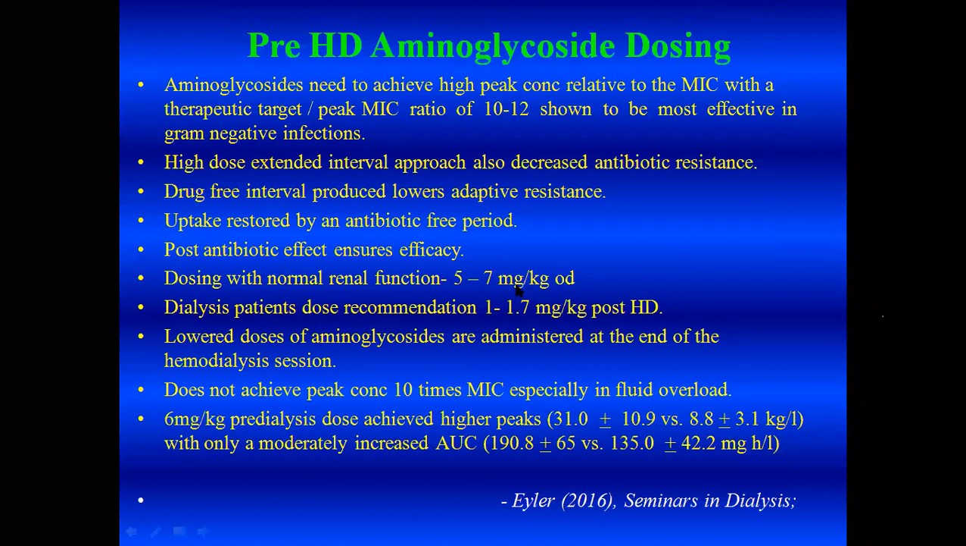So dose the aminoglycosides at 1 to 1.7 milligram per kilogram post dialysis, and this achieves adequate amounts of MIC, especially in the condition of fluid overload. So 6 milligram per kilogram dosed pre-dialysis rather than 1 to 1.7 milligram per kilogram post-dialysis may be better and might produce less antibiotic resistance, better killing, and also less toxicity in dialysis patients.